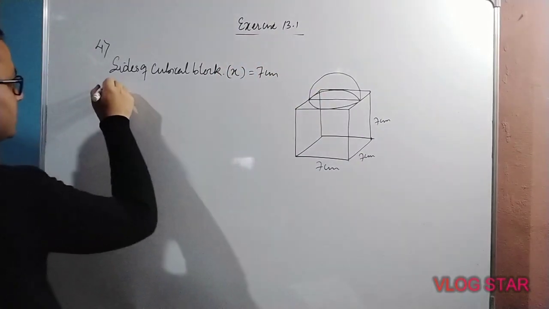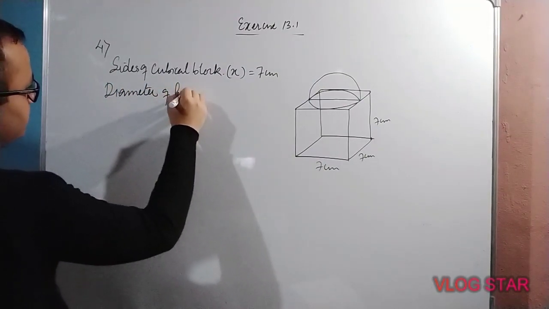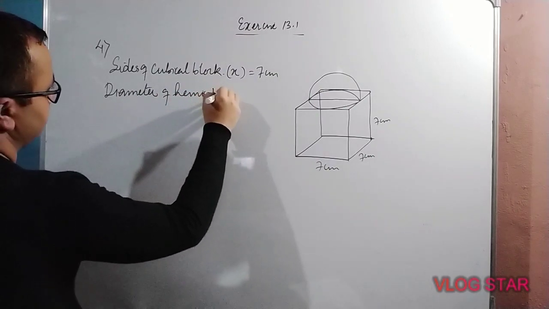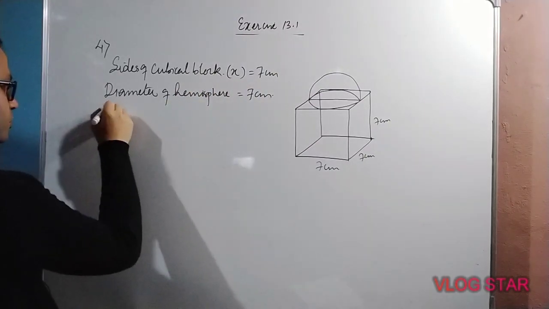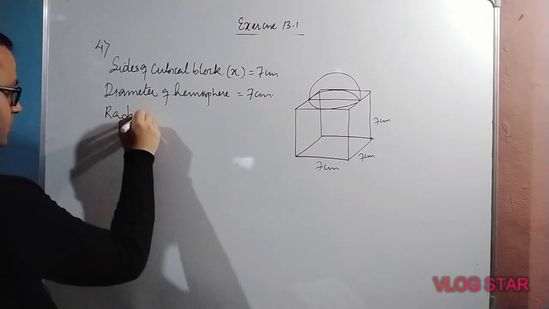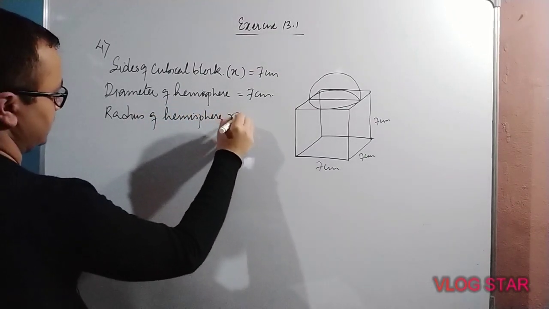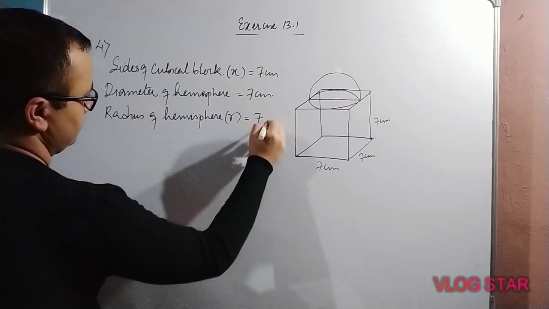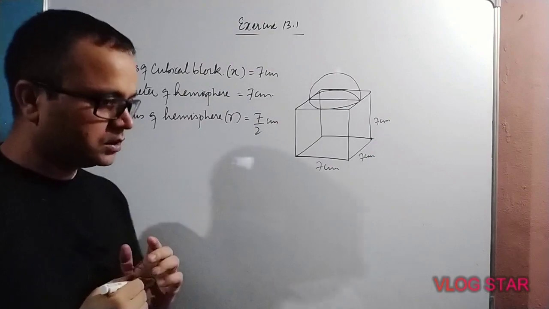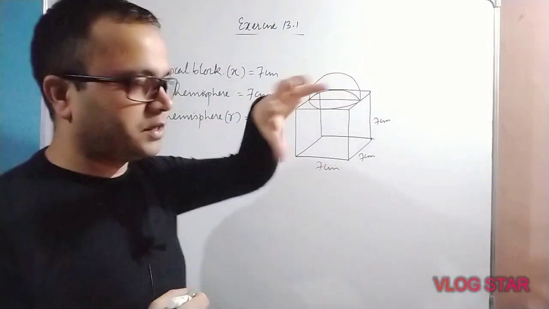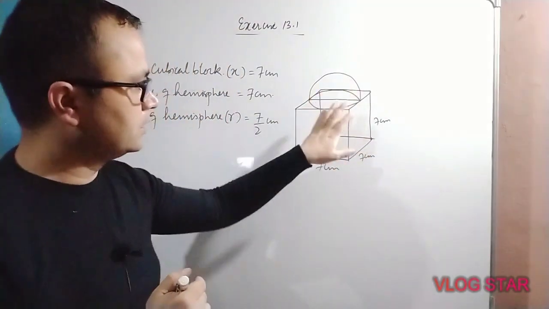Now the diameter of the hemisphere equals, it is also 7. Now first we will calculate the radius of the hemisphere. Radius of the hemisphere, r equals 7 by 2 centimeter. Now first, one of the faces is covered by the hemisphere. So out of 6 faces, one face is covered by the hemisphere.